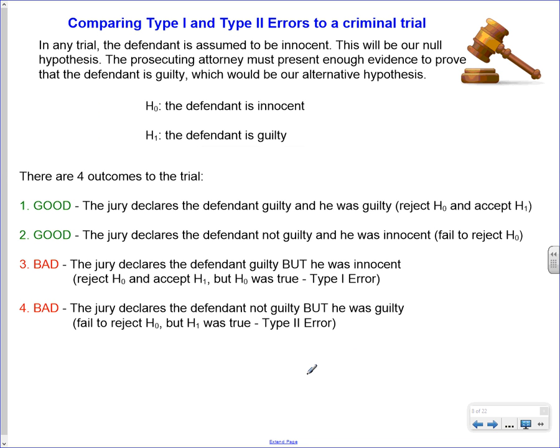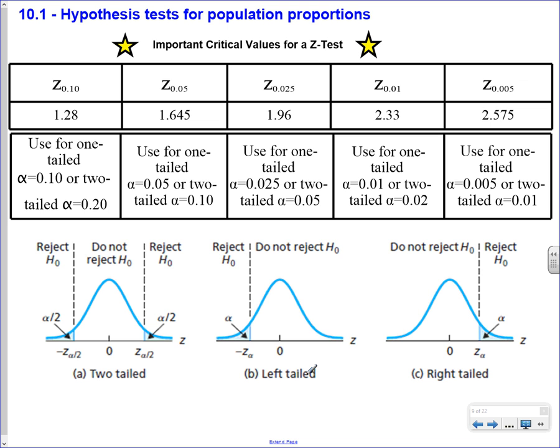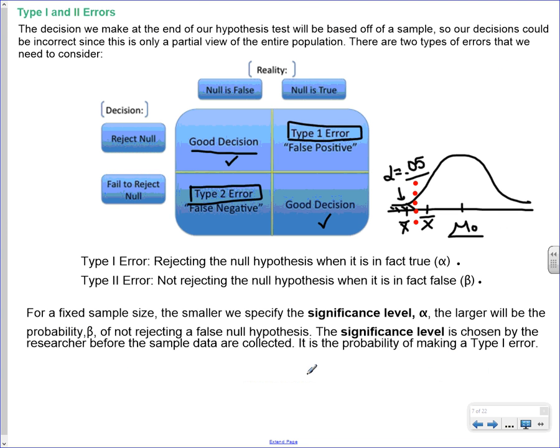Here's just a quick example comparing type 1 and type 2 errors to a criminal trial. Sometimes that helps students understand type 1 and type 2 error, but you can look through that on your own. One thing I talked about with my students was, when we're thinking about type 1 and type 2, false positives, false negatives, if we're trying to find out if a patient has cancer, is it worse to tell them that they do have cancer when they don't, or to tell them they don't have cancer when they do?